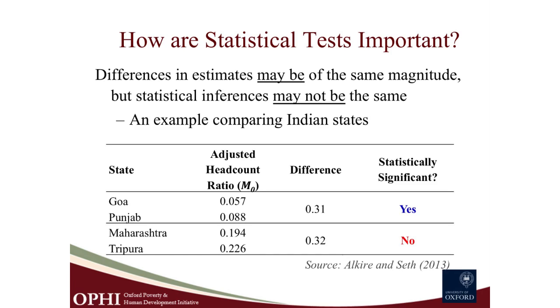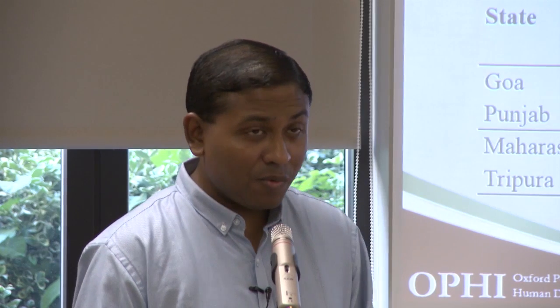Okay. And then you have Maharashtra and Tripura, which has a difference of almost a similar extent. And as Bouba will present in the second half of this lecture, that one comparison is statistically significant. You can say confidently, yes, Punjab has a larger MPI than Goa. However, when we compare Tripura and Maharashtra, you will not be able to make such comparisons. These are just examples from Indian states. So that's why it is important.